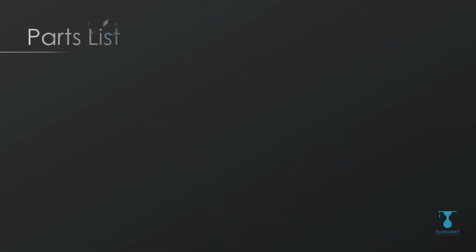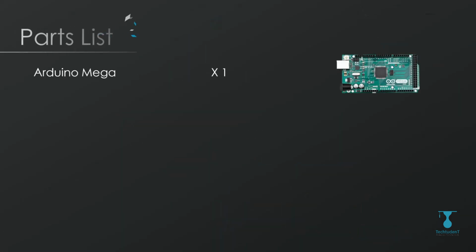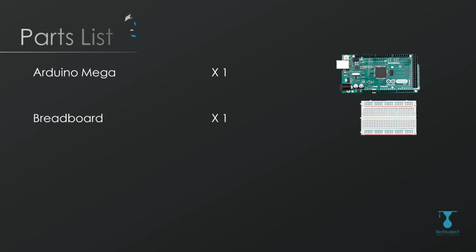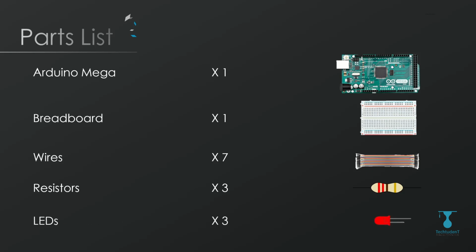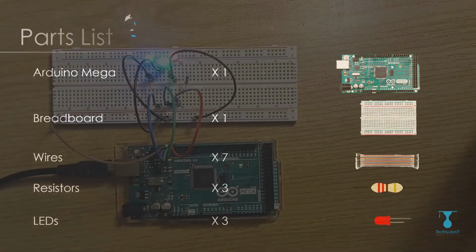The required components to make this circuit: we need an Arduino. You can use Arduino Mega or Arduino Uno. I use Arduino Mega. You need a breadboard, you need wires, and you need 3 resistors because we are going to use 3 LEDs, so we also need 3 LEDs.